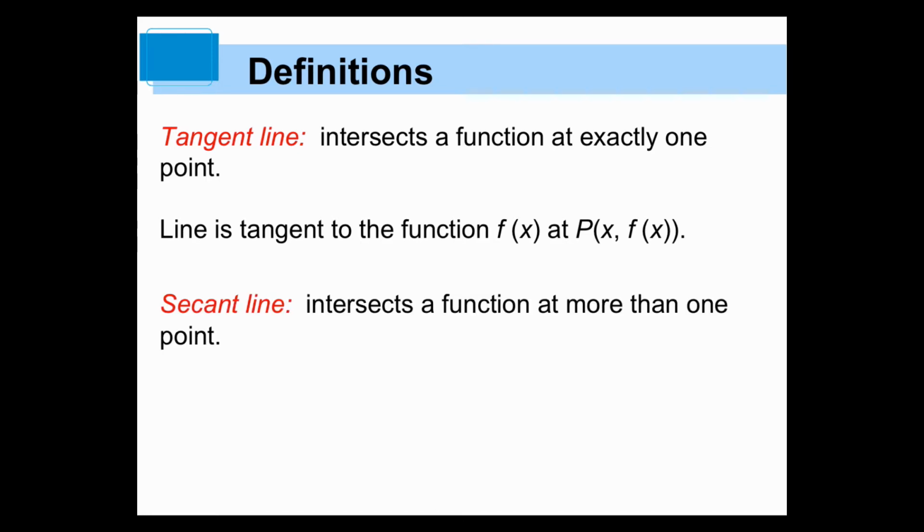A secant line passes through a function in more than one point. It could hit twice, it could hit a gabillion times. For a secant line, there's no limit to how many times it hits as long as it's more than one. A tangent line, only once. Okay, we good? What's the P? P stands for some point, P.